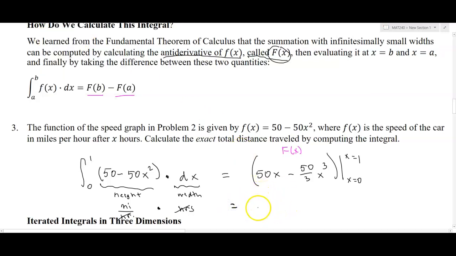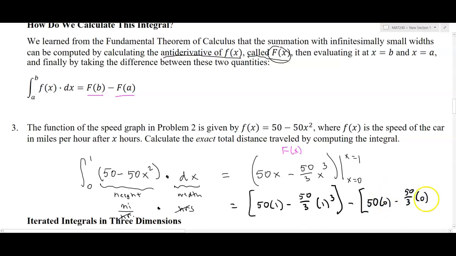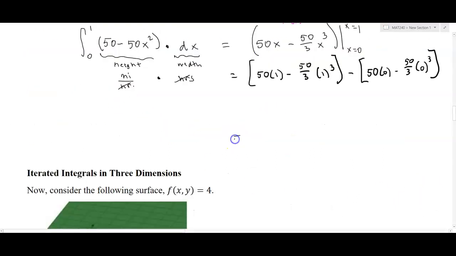So here we go, 50 times 1 minus 50 thirds times 1 cubed. So that's our evaluation at x equals 1. At x equals 0, we're going to repeat the same thing. As you might notice, this is going to come out to 0, the second term here. And this comes out to 33.3 repeating, so we'll just say about 33.33. And the units are miles, and we know that because we did the dimensional analysis here.